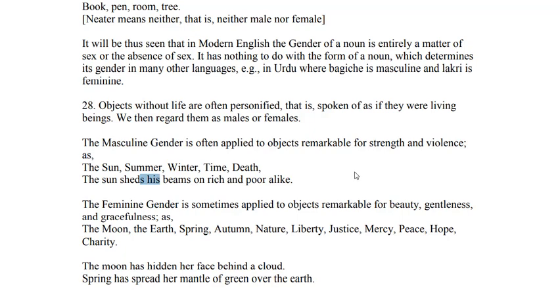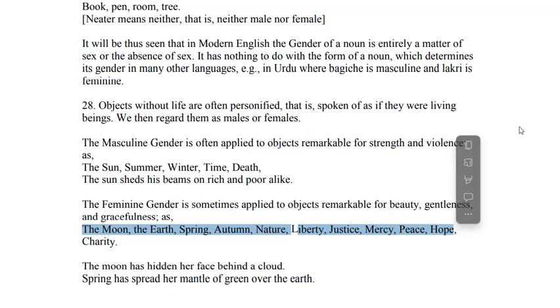And objects which are known for their strength and violence, like the summer, the winter, the sun, time, and death. When we talk about these nouns of neuter gender, we speak of them as if we are speaking of a male animal or a male human being. On the other hand, there are some objects of the neuter gender which are remarkable for their beauty and gentleness and gracefulness, like the moon, the earth, spring, autumn, nature, liberty, justice, mercy, peace, hope, and charity, etc. These are all nouns of the neuter gender, but when we talk about these nouns, we speak of them as if we are talking about some female animal or a female human being.